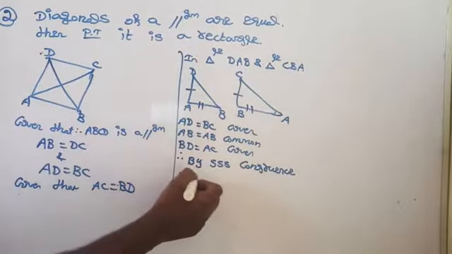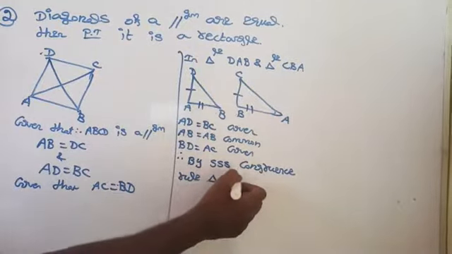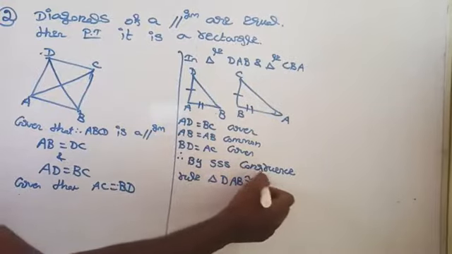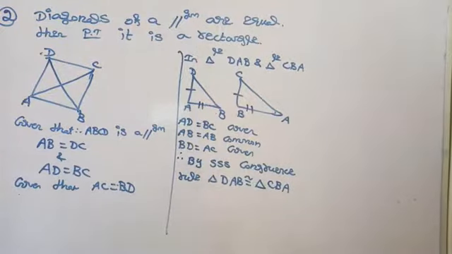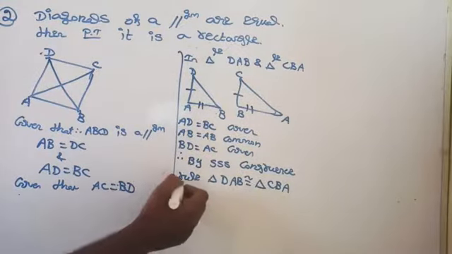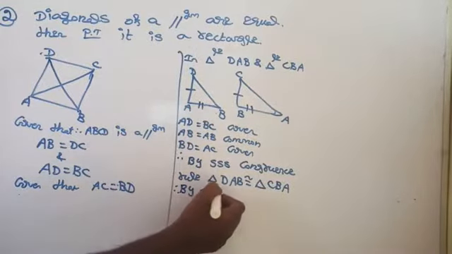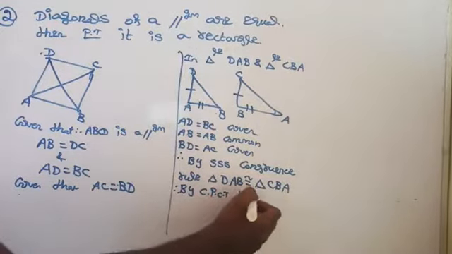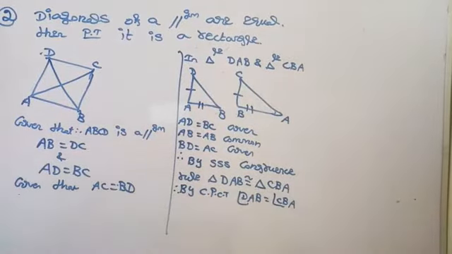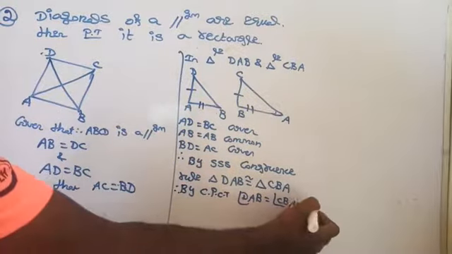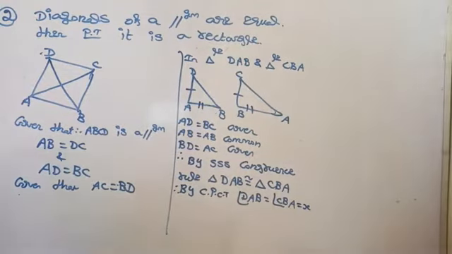triangle DAB is congruent to triangle CBA. Am I right or wrong? Yes. Now by CPCT you can say that angle DAB equal to angle CBA. What is meant by CPCT? Corresponding parts of congruent triangles. Let it be x. Now after that what you can say?